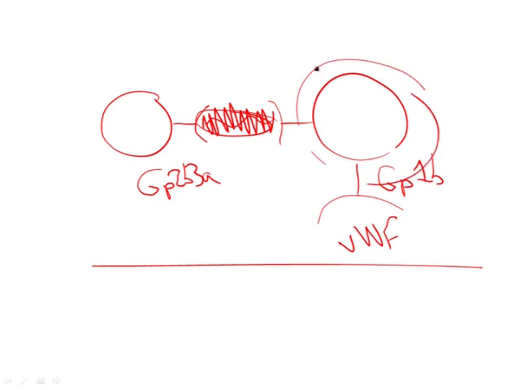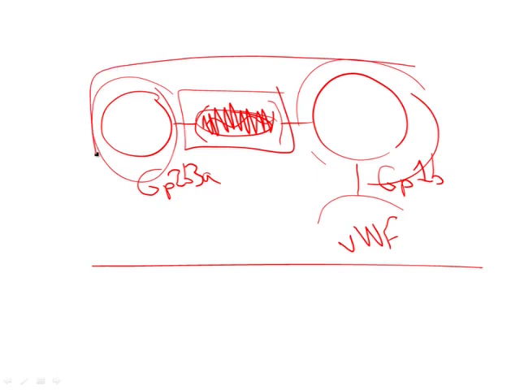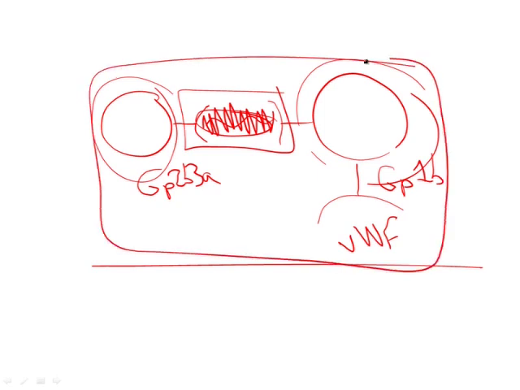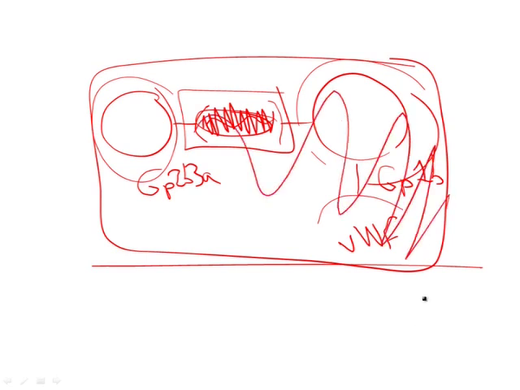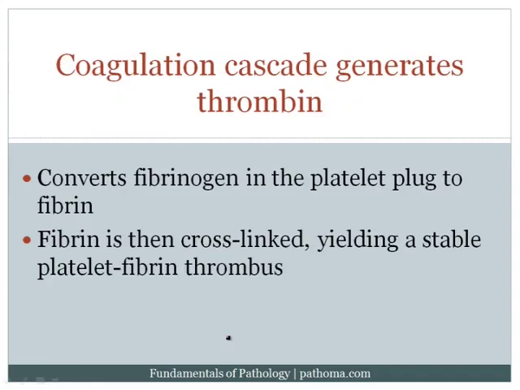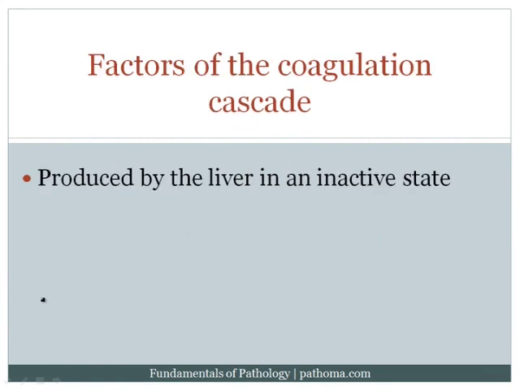Platelet because platelets are the key cell here, and fibrin because the final cross-linked product is a derivative of fibrin. So this entire thing now becomes a stable platelet fibrin thrombus. And remember that thrombus is just the band-aid that is used to cover the area of disruption of the blood vessel. And so I say that here in your text by saying that the coagulation cascade generates thrombin. This converts fibrinogen in the platelet plug to fibrin, and then fibrin is cross-linked, yielding the final platelet fibrin thrombus.